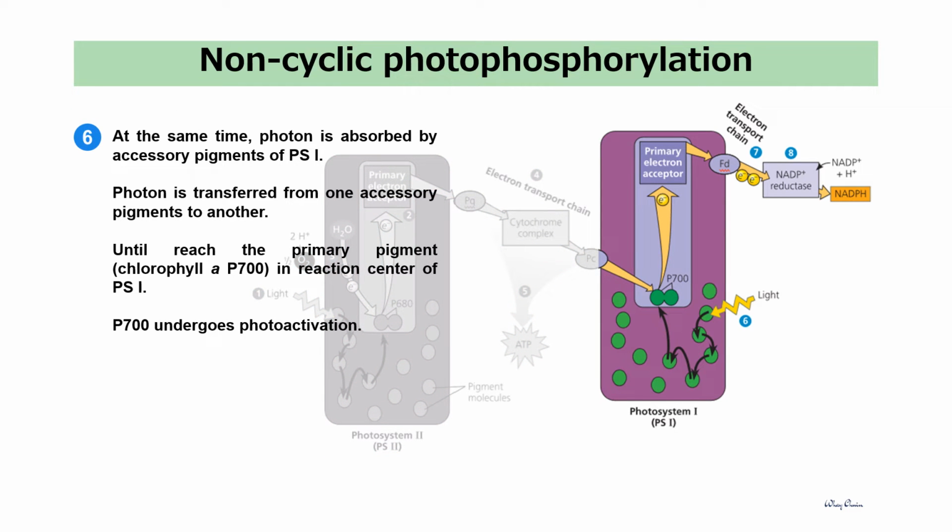And the absorbed photon, or the light energy, will be transferred from one accessory pigment to another until it reaches the primary pigment at the reaction center. For PS1, or photosystem 1, the primary pigment is chlorophyll A P700. The electrons in the primary pigment will be raised to a high energy level until they become photoexcited and are accepted by the primary electron acceptor. So photoactivation occurs at PS1.